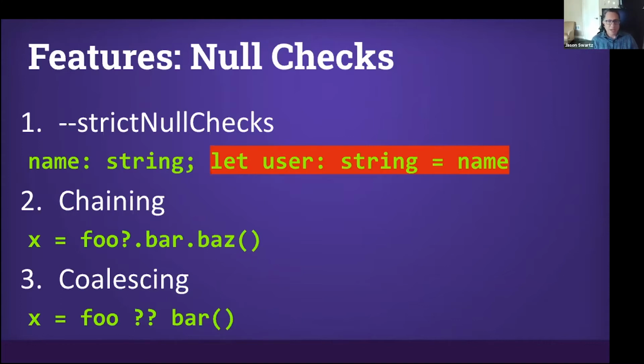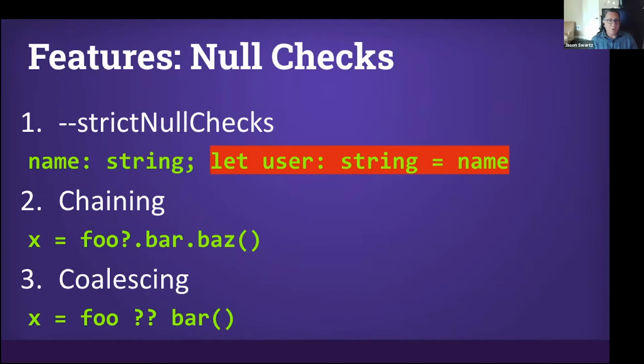Another nice thing is chaining. You have the question dot operator to say, well, go ahead and call the bar method and get the bar field and then call the baz method if foo is non-nullable. If it is null, do nothing. So in this case, X would be null if foo is null. Otherwise, it'll get the bar field and call the baz method.